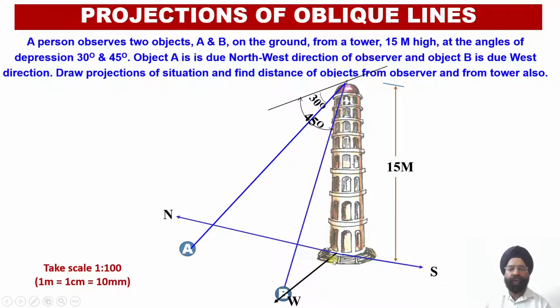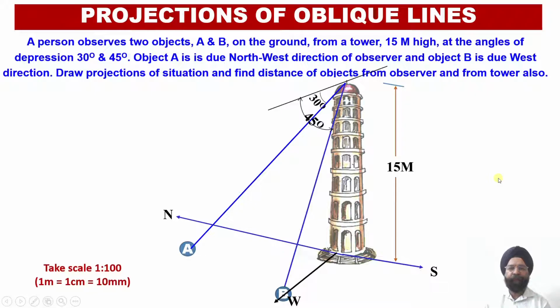So this is the northwest orientation, which will be at an angle of 45 degrees from here. This is north, this is south, this is west, and here you have the east. So object A is located in the northwest direction, that is between north and west, at an angle of 45 degrees.